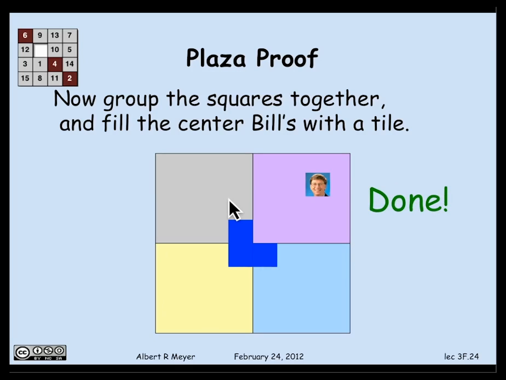We have just proved by induction that indeed you can tile any power of 2 by power of 2 square, leaving Bill wherever you want him, and the rest filled with L-shaped tiles.